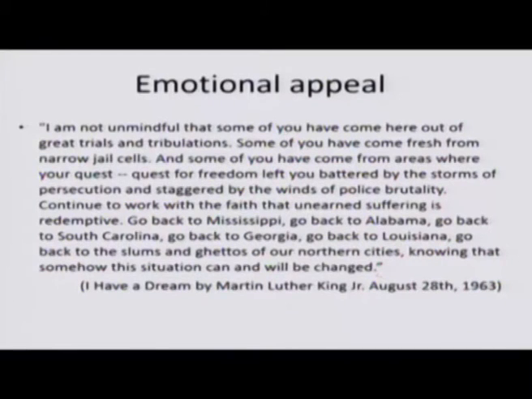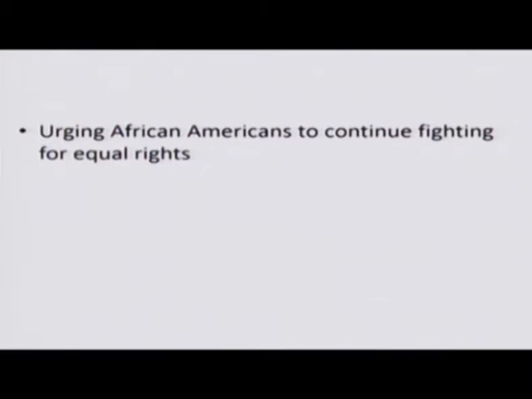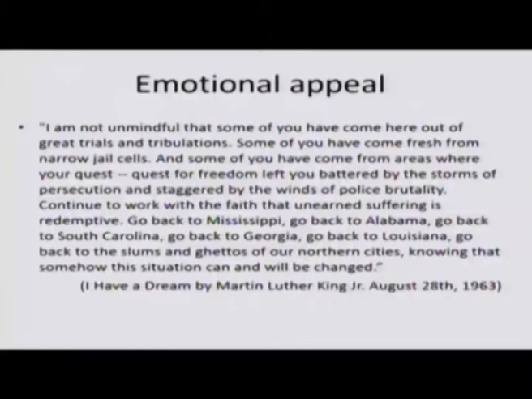So, here, as you might have observed, Martin Luther King is urging African Americans to continue their struggle for equal rights, for freedom. How is this done? This is basically done by appealing to emotions. If you look at this part, this refers to their trials and tribulations. "Some of you have come fresh from narrow jail cells" acknowledges their condition, and "battered by the storms of persecution and staggered by the winds of police brutality" shows the police brutality against these activists.